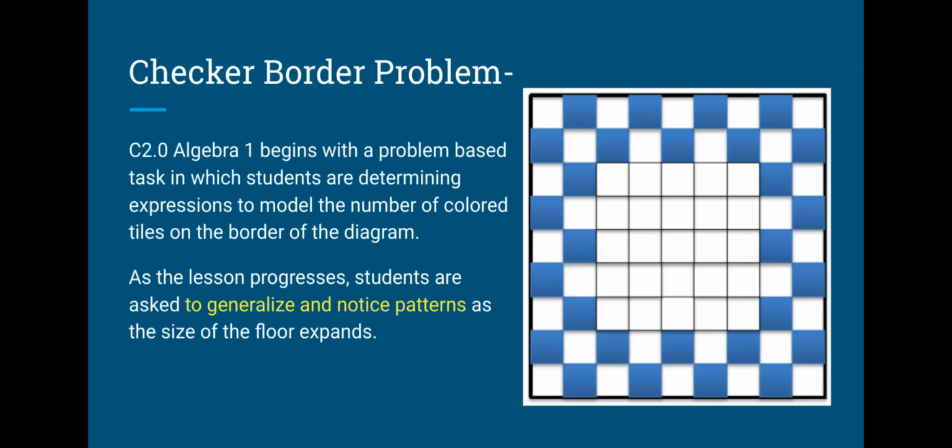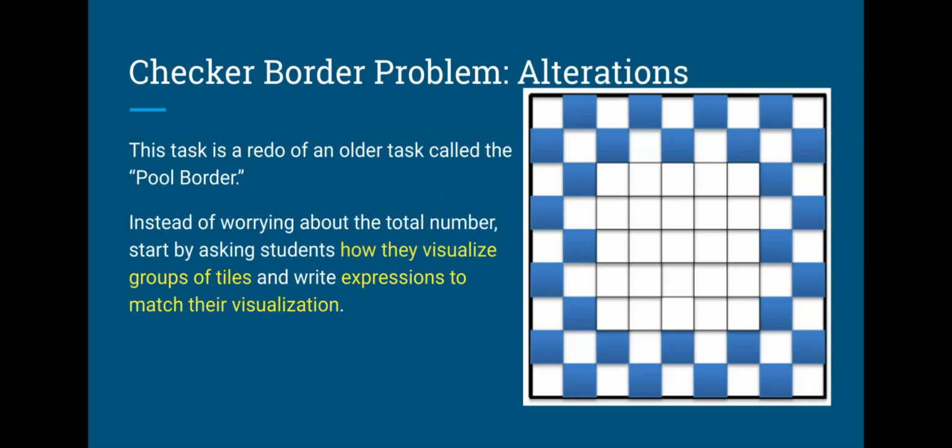So the checker border problem. It's the first lesson in the Algebra 1 curriculum, and C 2.0 Algebra 1 begins with this problem-based task in which students are determining expressions to model the number of colored tiles on the border of the diagram. As the lesson progresses, students are asked to generalize and notice patterns as the size of the floor expands. So we're going to talk about some alterations to this.